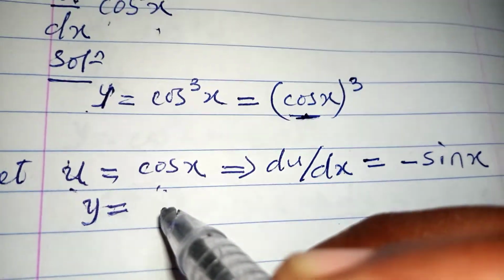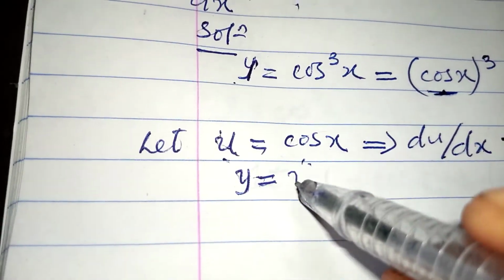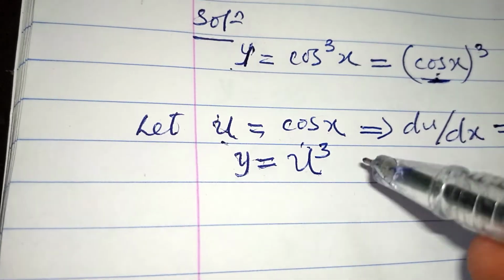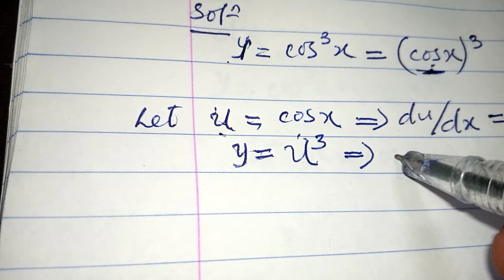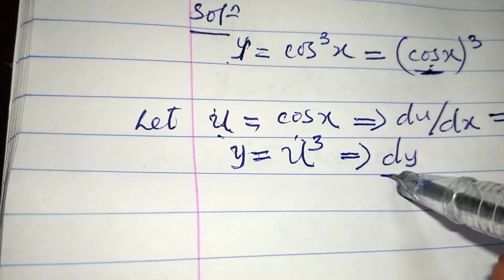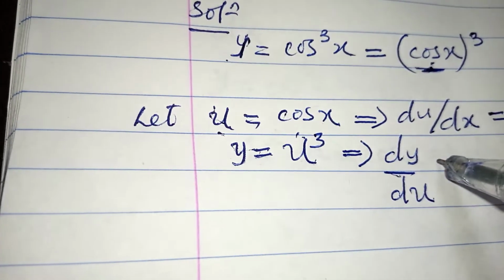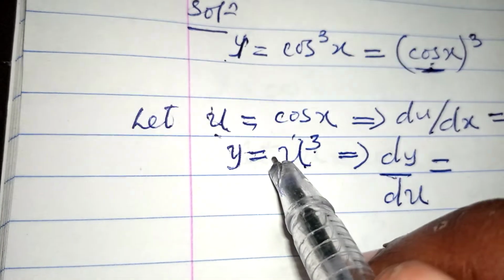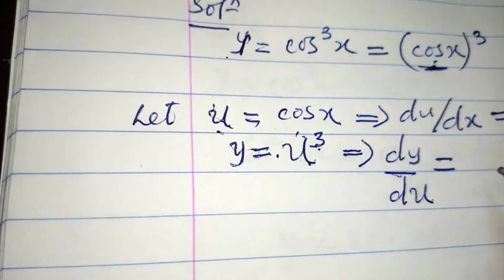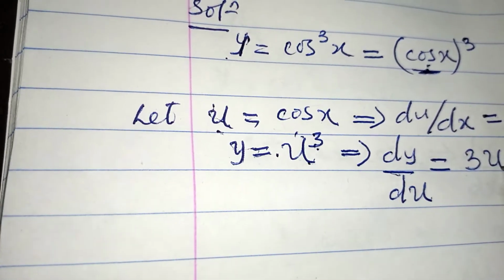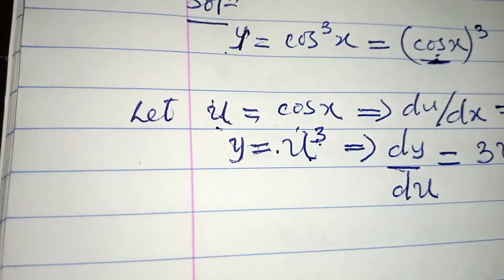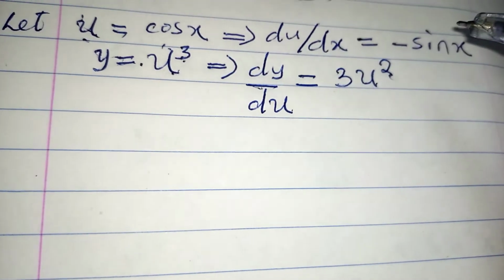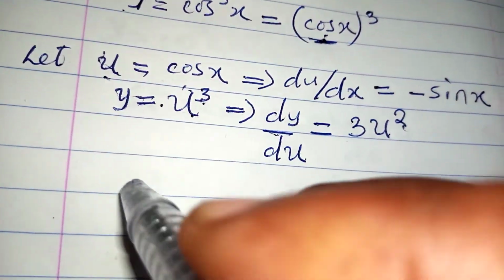And then because I took this to be u, you discover that y now becomes equal to u to the power 3. So y becomes equal to u cubed, which implies that if I differentiate y with respect to u, I bring down this 3 and subtract 1. So I'm simply going to get 3u, 3 minus 1 is 2. So that gives me 3u squared. Okay, beautiful. Then we can now state the chain rule.